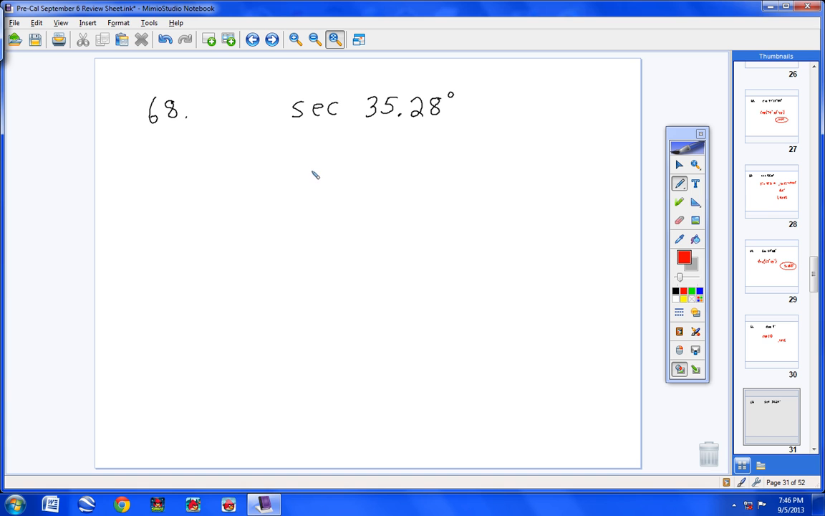Okay, students, now we're looking at secant of 35.28. There is no secant button, so the inverse of secant is cosine. So in your calculator, you would type in cosine, up pops a little parentheses, you type in 35.28. If you do that correctly, cosine of 35.28, you should get 0.816339250.